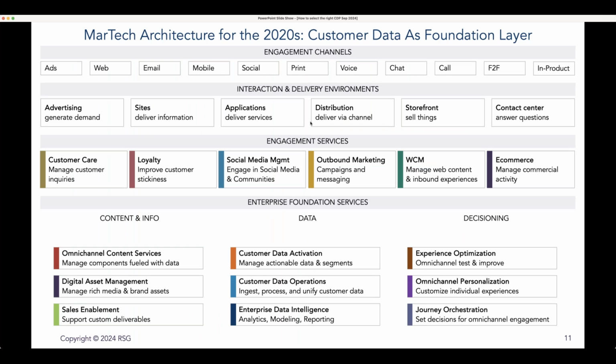Now we get to the headless and, more importantly, legless architecture for the 2020s, where you have these enterprise foundation services at the bottom that are decoupled from engagement services. You see content and information on the left, decisioning services on the right, and in the middle, these data services. Notice you don't see the word CDP there, because what a CDP can do will vary depending on the scope of what you want it to do and what the vendor thinks that you need. So we break this down into customer data activation, customer data operations, and enterprise data intelligence. One thing I can say is that typically you don't want to be looking for enterprise data intelligence out of your CDP.